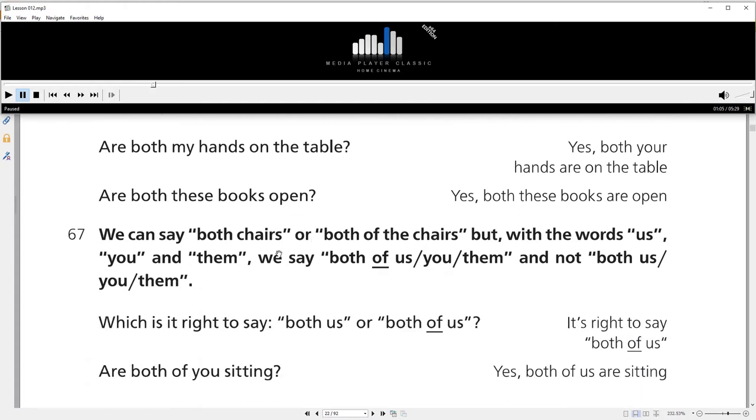We can say both chairs or both of the chairs, but with the words us, you, and them, we say both of us, both of you, both of them. And not both us, not both you, not both them. Just say both of us, both of you, and both of them.